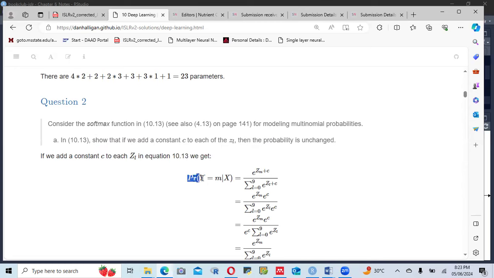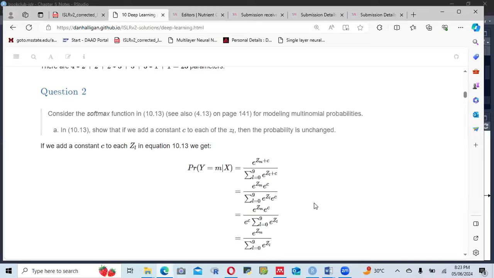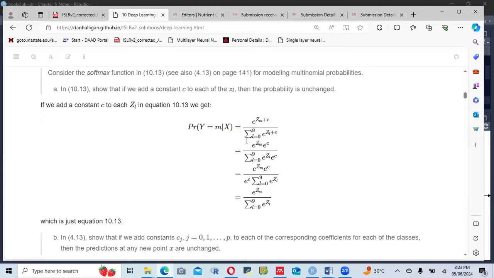we get this. We have a probability of Y where M is placed within X, which is given by the equation that is specified in my notes. So the answer is just equation 10.13, that is what we can find in the book already.